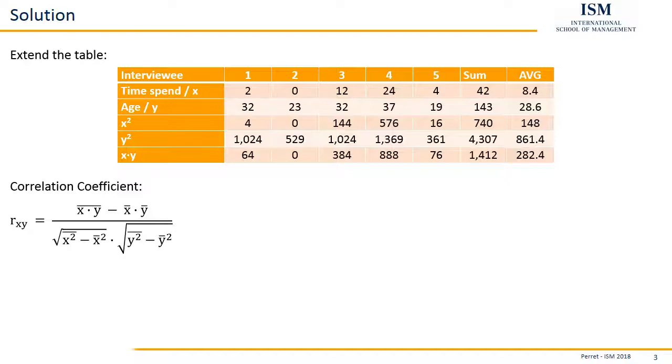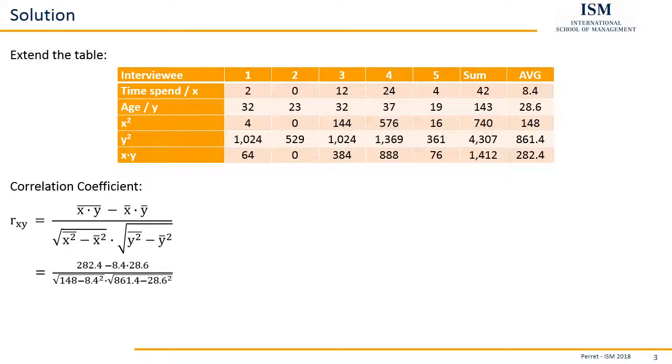All of this is divided by 2 roots. The first square root contains the average of x to the power of 2, which is 148, minus the squared average of x, so 8.4 to the power of 2, and then times the second root, where we have the average of y squared, which here is 861.4, minus the average of y squared, so 28.6 to the power of 2.